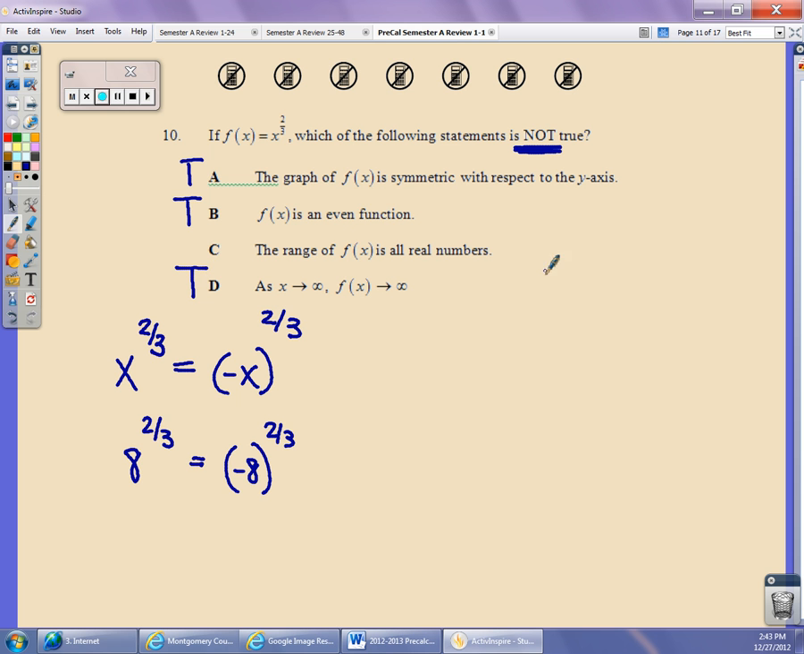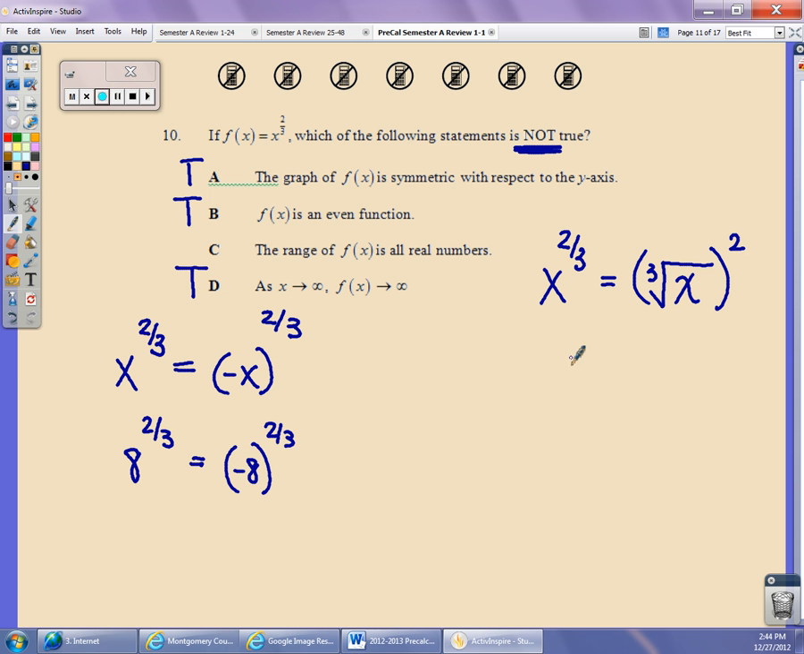And notice that, let's rewrite this a little bit, x to the 2/3 is the same as the third root of x squared. Notice that if you take the third root of anything, positive or negative, you will get a positive or negative answer. Third root of a positive is a positive, square it, and it's positive. Third root of a negative is negative, square it, and it's positive. So what we notice here is because this is a power of 2, that the range of f of x is not all real numbers.